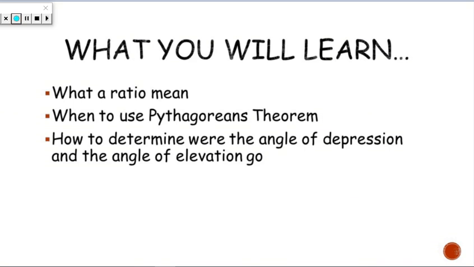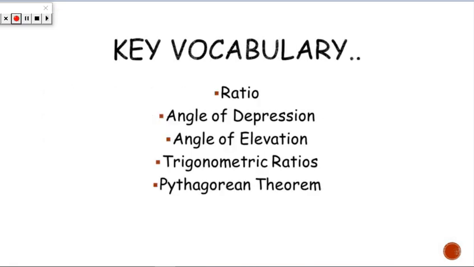What you're going to learn, or rather review in this video, is what a ratio means, when to use Pythagorean's theorem, that was done yesterday, and how to determine where the angle of depression and the angle of elevation go. The key vocabulary: a ratio is anything that's written in the form of A over B or A to B.